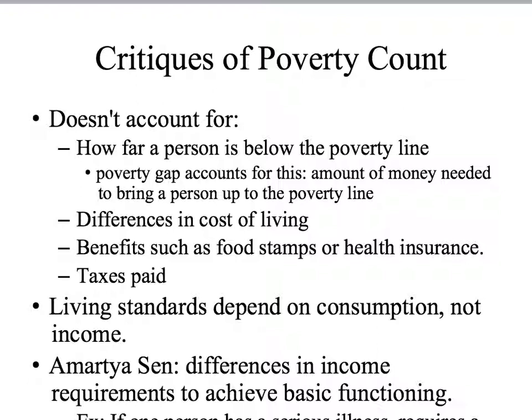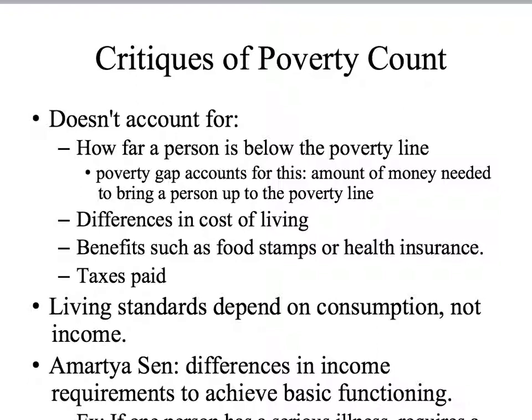So the poverty gap is another measure that we have for this, and this is basically the amount of money that you would need to bring a person up to the poverty line. So we can add that up over all the people in poverty, and we can get an idea of what is really the gap between our current level of income and the level of income needed to have everyone out of poverty.